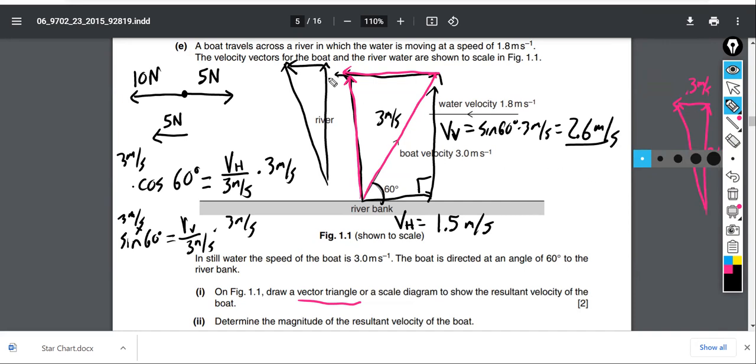All right, so this is our 0.3 this way and our 2.6 that way, or up, okay? Those are the legs of this resultant right here.